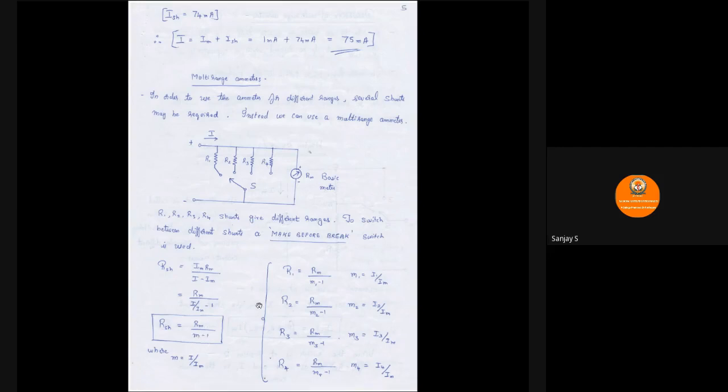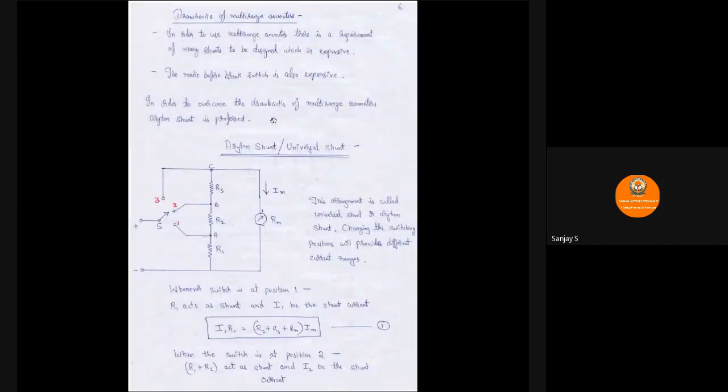If you write the expression for R1, R2, R3, R4, R1 is Rm by M1 minus 1, where M1 is I1 by Im. Similarly, R2, R3, and R4. This is called the design of multi-range ammeters. We have some drawbacks of multi-range ammeters. If you have to use a multi-range ammeter, many shunts will be required. It becomes expensive, and even your make before break switch is also quite expensive.